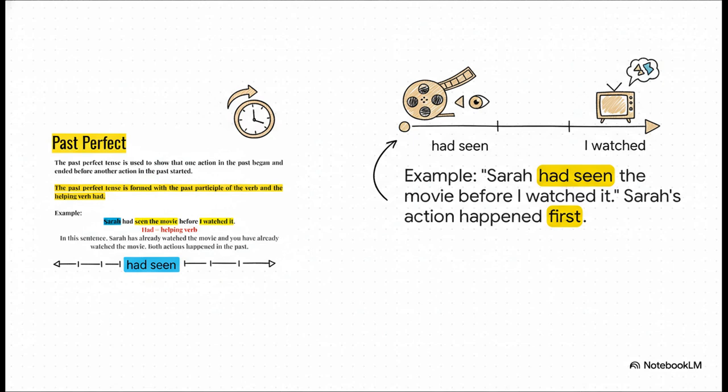Okay, let's bring Sarah back into this. Sarah had seen the movie before I watched it. See what's happening there? We've got two past actions. Sarah saw the movie, and I watched the movie. Both are done. But using had seen makes the timeline absolutely crystal clear. Sarah's viewing happened first. It's a sequence.